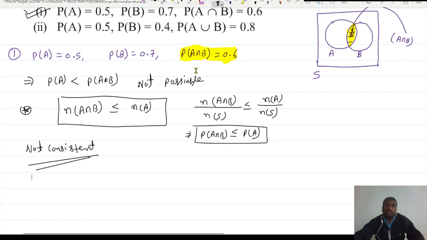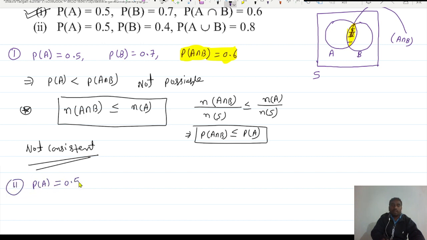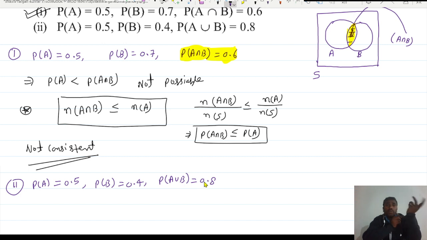Okay, let us see the second one. In the second data, P(A) is equal to 0.5, perfectly good. P(B) is 0.4, no problem. And the probability of A union B is given as 0.8. Fine, so yes, it may be right. The probability of A union B may be greater, since it is P(A) plus P(B) minus P(A intersection B).